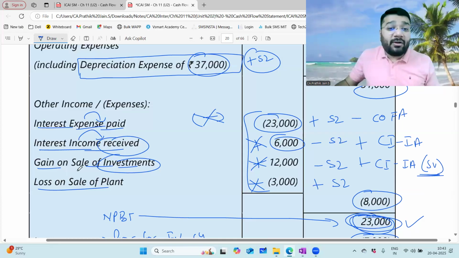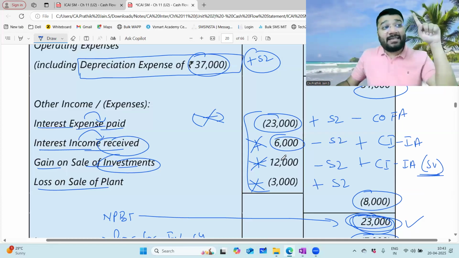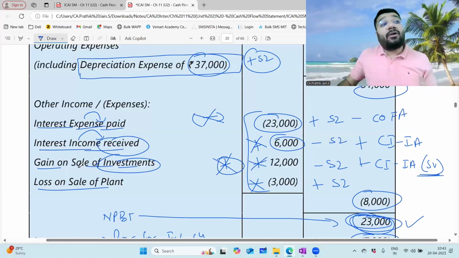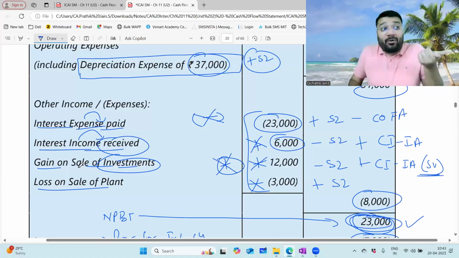See, here gain on sale of investment 12,000, I'm subtracting, because it is not operating activity, it is investing activity. But it is currently included in the operating. To cancel a plus, I gave a minus. Since this is gain, when does gain on sale of investment happen? When I sell the investment, only gain comes.